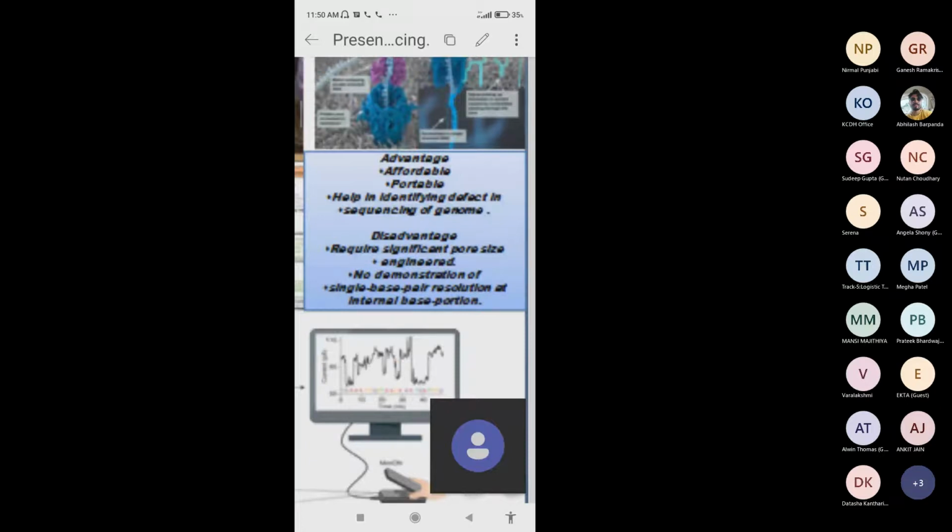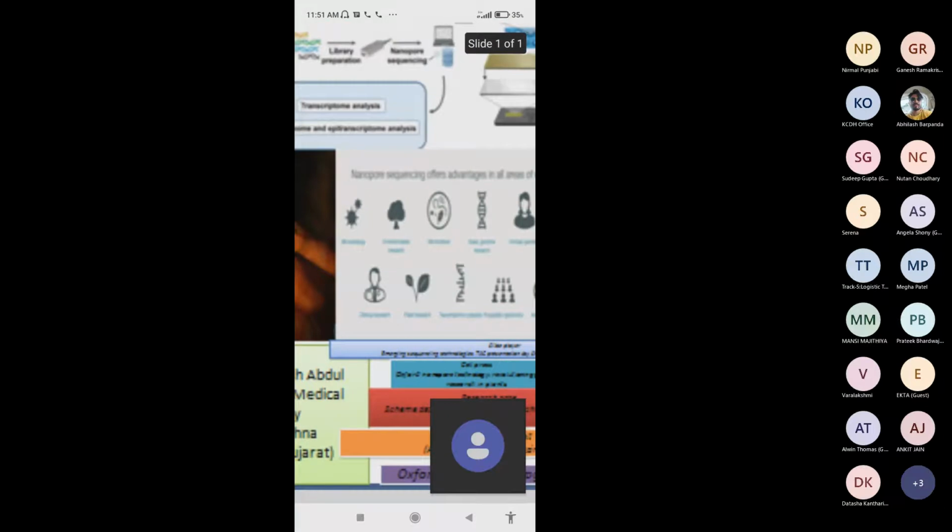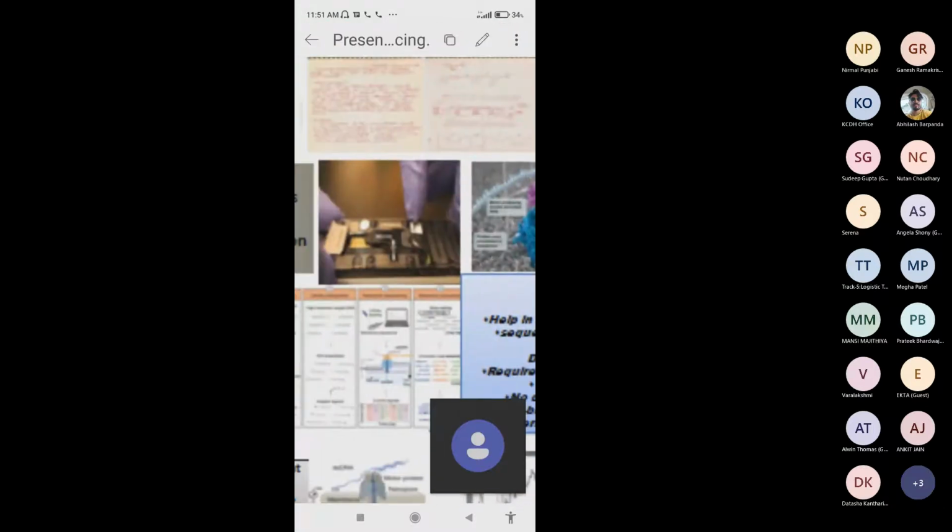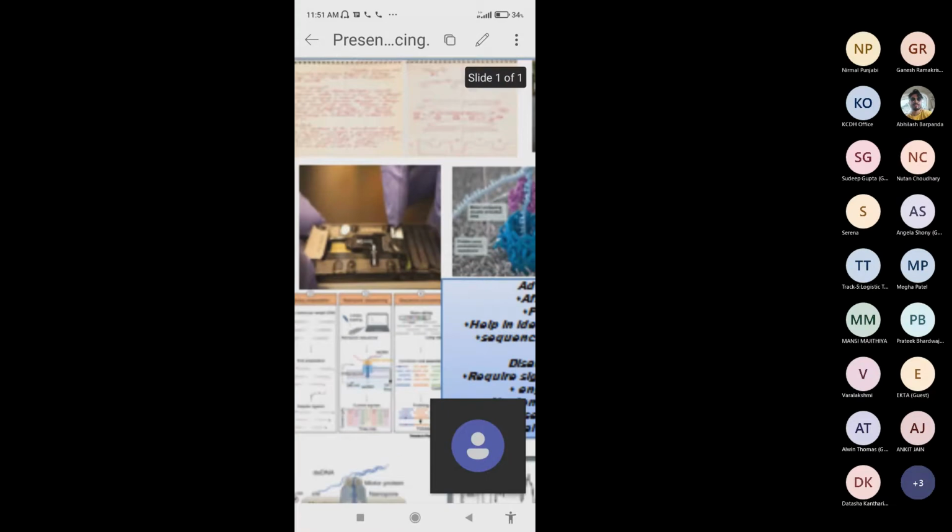So here we could see the sequence, the graph is being formed over here. And this is all which I have. This is the diagram of the way by which we could insert the buffer and the sample in the device.